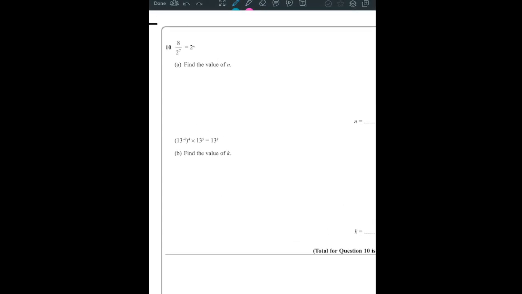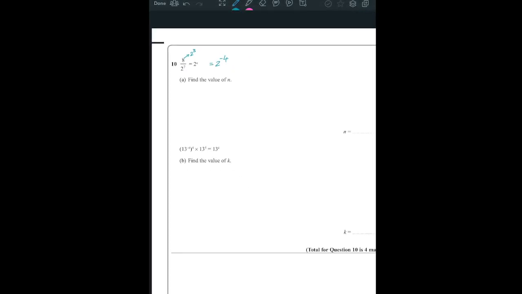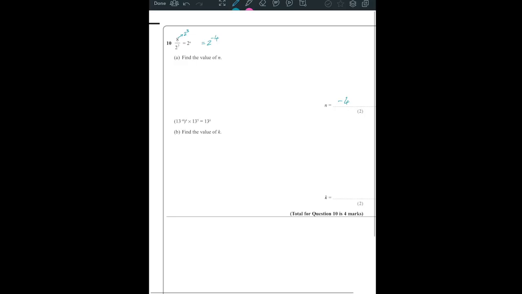Question 10. Laws of indices. But the first thing to notice is 8 and 2 do not match. So I need to rewrite 8 as 2 cubed. And then that division means we subtract the powers. So this thing is 2 to the negative 4, 3 subtract 7. So the n is just negative 4.